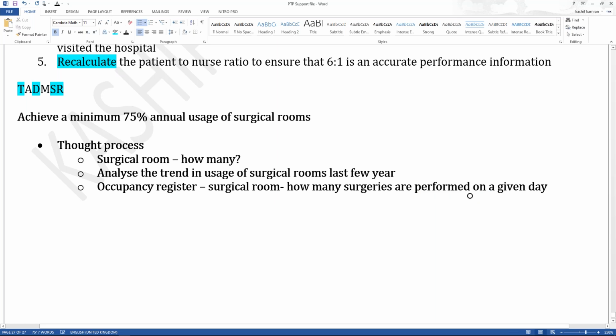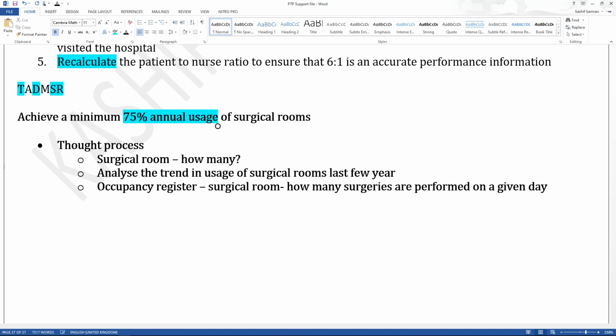Whenever you attack a procedure, first think, then try to convert the most logical one into a good procedure. Surgical rooms, how many, analyzing the trends and occupancy register. This is just a thought process which might help you refine a very good procedure around achieving a 75% annual usage of the surgical rooms.